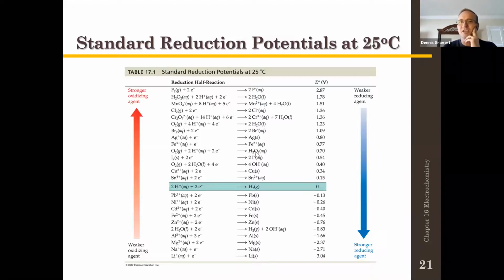Hydrogen peroxide, how good a reducing agent are you? Terrible, it's way up here. It can only reduce stuff that's above it. Weird. So that's a weak reducing agent. It actually likes to be reduced. Where is the reduction reaction? There it is. Here's peroxide. It likes to grab electrons and get reduced.